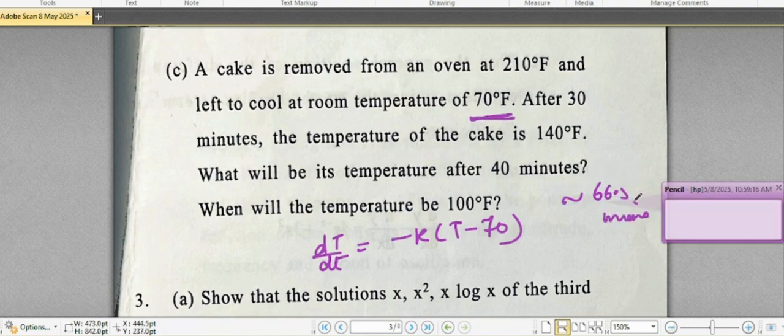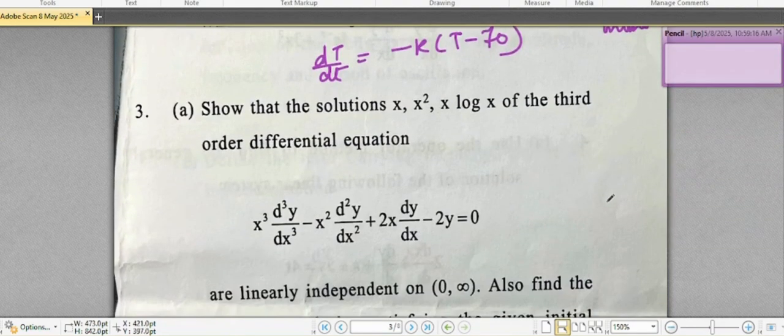You can verify the details yourself. Now moving on to question 3 of this. Question 3 is based on unit 2. So the division of the questions is also according to the units. The first 2 questions come from unit 1, the next 2 questions come from unit 2, and the last 2 questions come from unit 3.